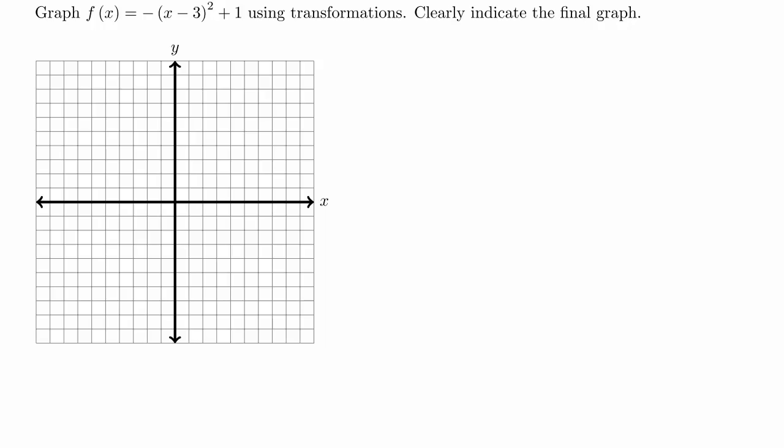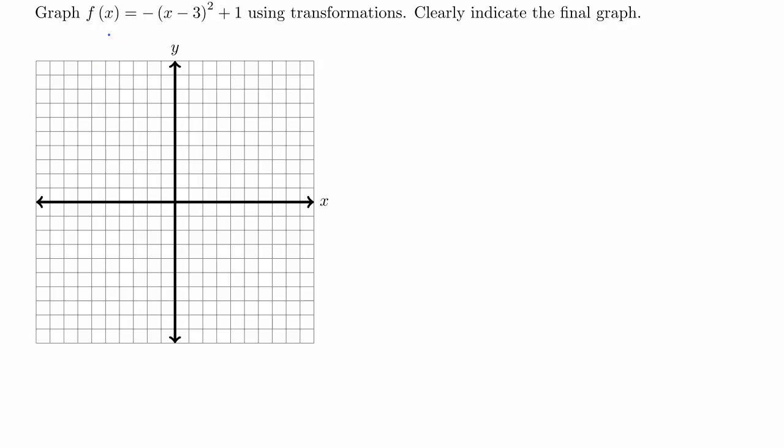Hello. In this problem, I want to graph f of x is equal to negative parentheses x minus 3 close parentheses squared plus 1 using transformations. And it says clearly indicate the final graph. Now, since I'm only going to be graphing a single graph on the coordinate grid, I don't really need to worry about that so much, but I do need to use transformation tables to get me there.